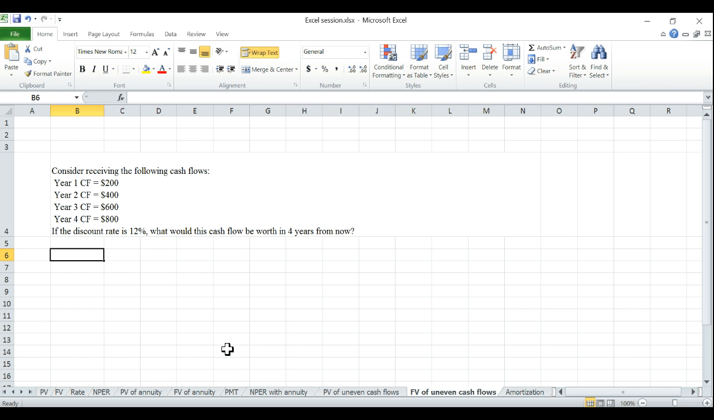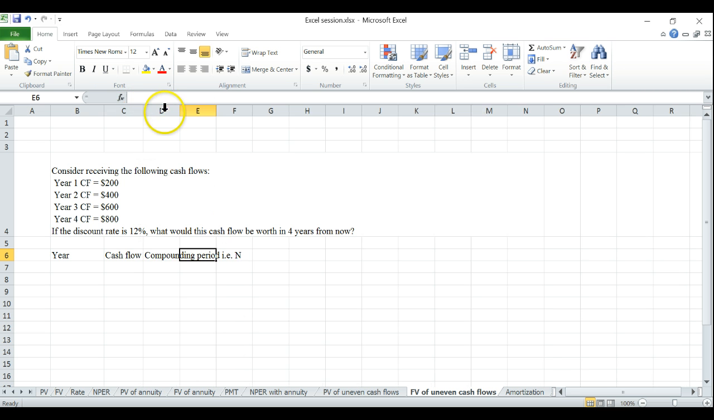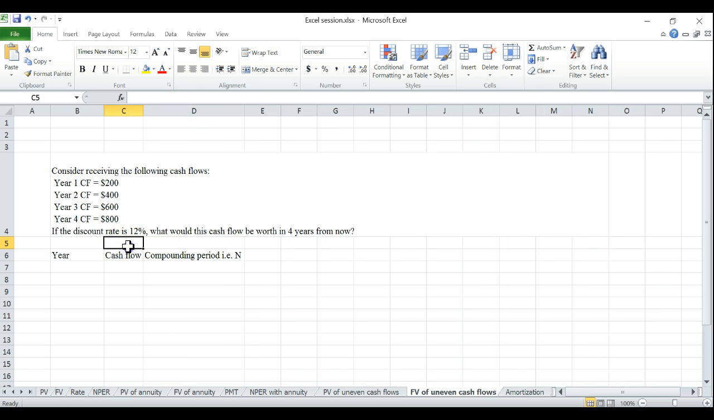So again, we can set it up like that. So year in which the cash flow is received, okay? Now we also need an extra column here, so compounding period, or in other words the N that we are going to use, okay? Those are the input values that we need, and the interest rate, again we could put it somewhere and say this is 12%, okay?